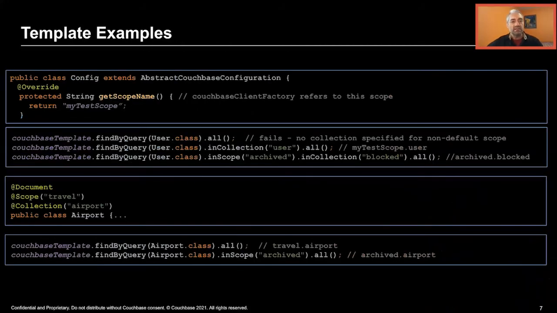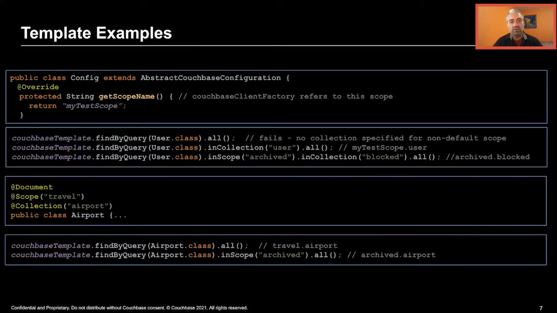At the top is how you'd configure the default scope in the configuration class. And next are some examples of using it. So if you had that scope name as a default scope configured, the very first line shows no collection specified, so this is going to fail. It's going to tell you you can't have a default collection in a non-default scope.